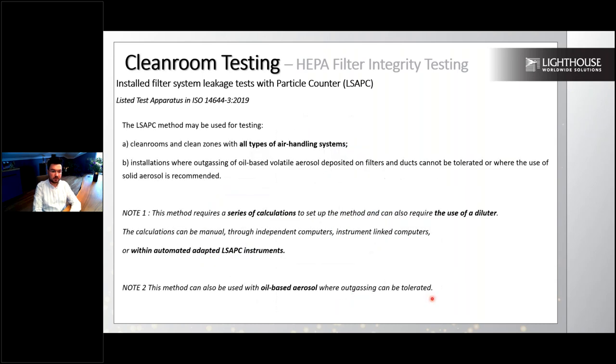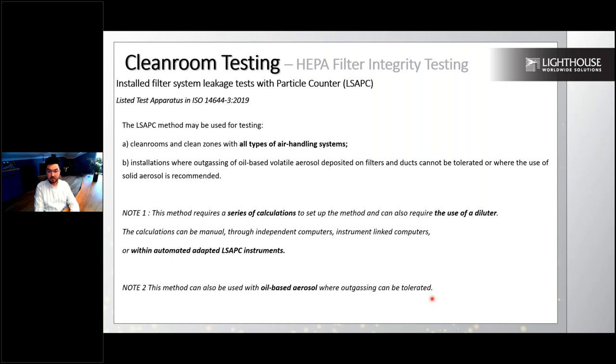So for this test with the particle counter, there are definitions in the standards. This can be used with all types of air handling systems. B says, this is a part of ISO 14644-3, by the way, that's not my sentence: installations where outgassing of oil-based volatile aerosol deposited on filters and ducts cannot be tolerated, or where the use of solid aerosol is recommended. That's good practice for the particle counter method.